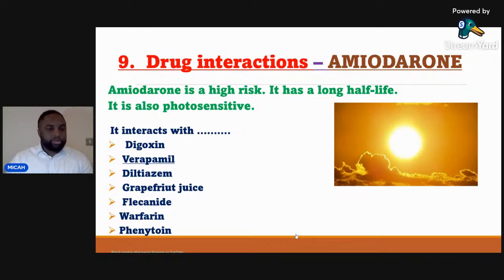Amiodarone can also increase the risk of bleeding with warfarin, and it can definitely interact with phenytoin. So these things are important things we need to know about amiodarone. Lastly, may I add that amiodarone can cause corneal microdeposits. Corneal microdeposits in some cases can lead to blindness.